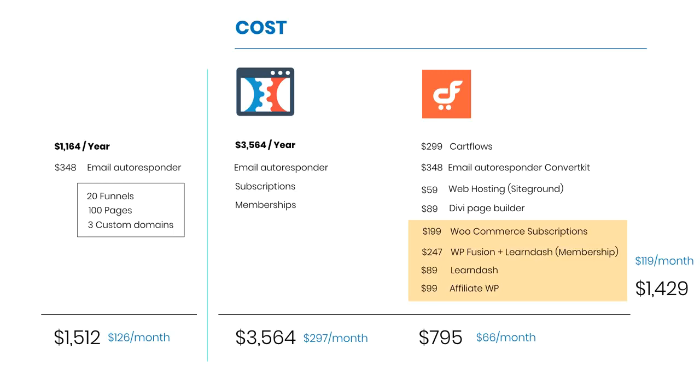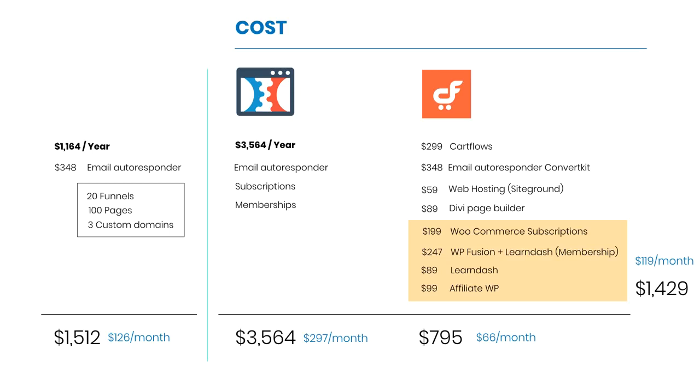Now, over here on Cartflows, there's a few things that you have to have in place in order for you to pretty much match what we have here with Clickfunnels. So, for example, you're going to need the plugin itself, Cartflows, that allows you to create the funnels. You're also going to need an email autoresponder. So in this case, I've chosen ConvertKit, which will bring you up to about $348 per year.